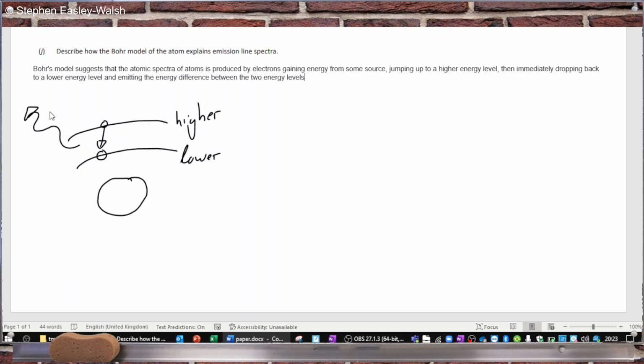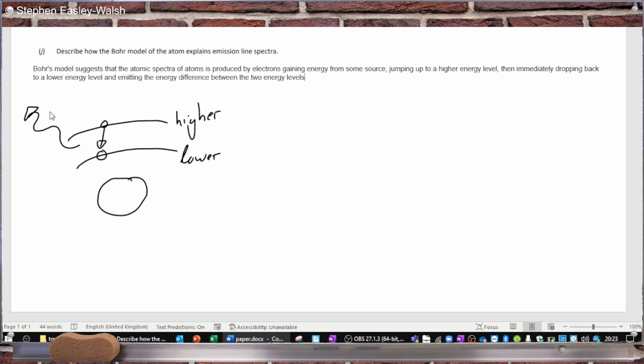So what did it say in this book here? The spectra of atoms are produced by electrons gaining energy from a source, jumping up to a higher level and then immediately dropping back to a lower level, emitting the energy difference between the two energy levels.